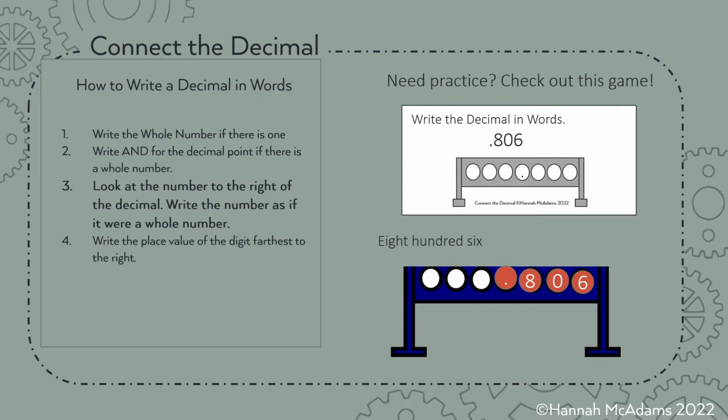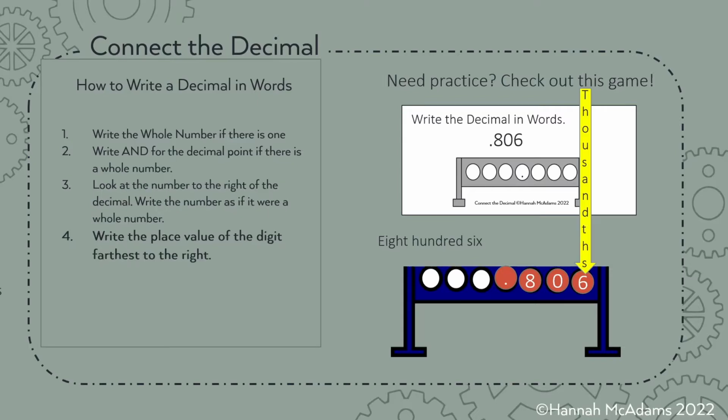And then write the place value of the digit farthest to the right. So we have tenths, hundredths, thousandths. So I'm going to write thousandths. And that's how you play the game. You can write, put your number in the little thing there.